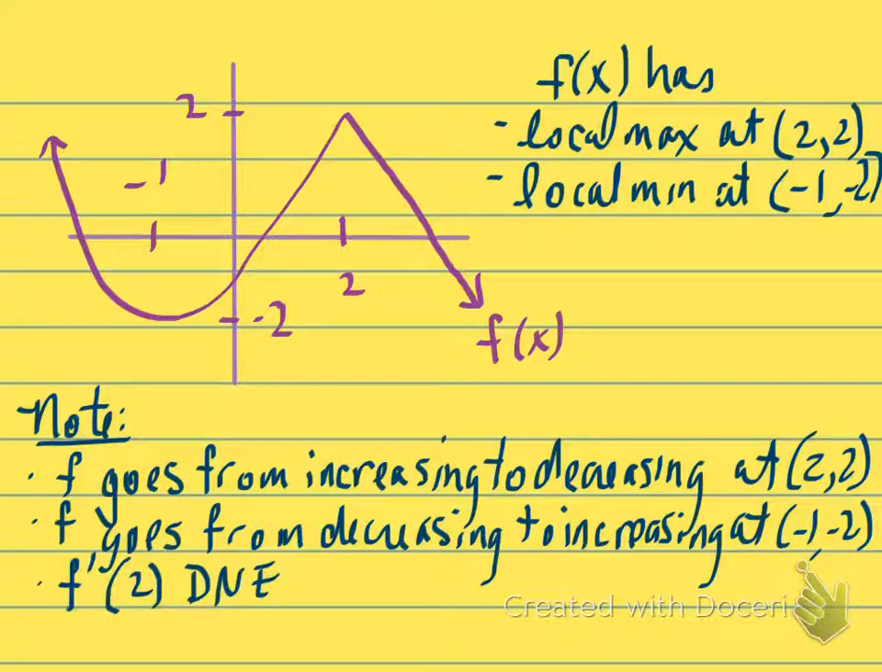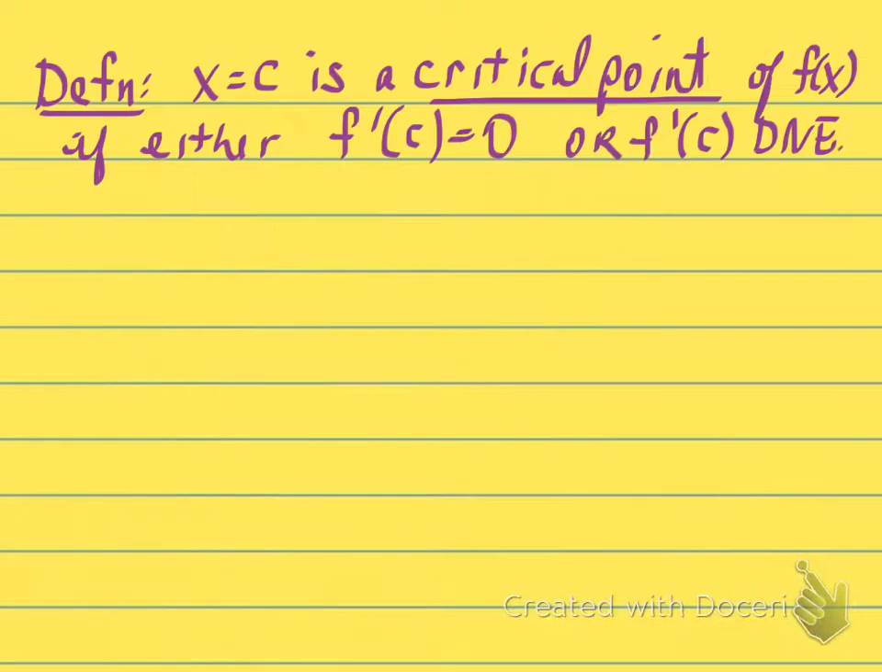Let's also notice that f prime of 2 appears to be a sharp corner, so f prime of 2 is DNE, whereas f prime of negative 1 looks like a horizontal tangent line, so the derivative there is equal to 0. Keep all of these things in mind as we go forward. This is going to help motivate our definitions.